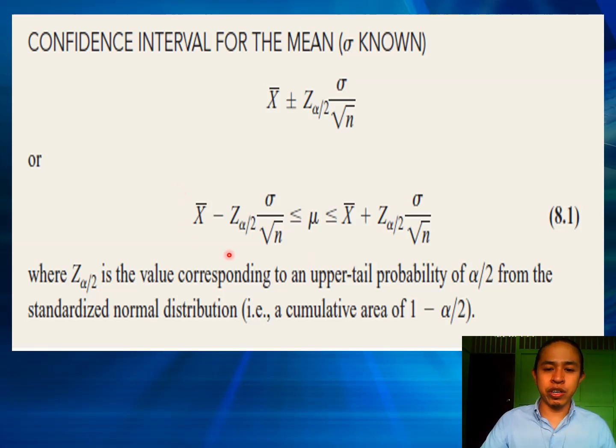So basically, we are solving for this one, the lower value of the interval, and this one is the upper value of the interval. Same as what we did earlier. Where z alpha divided by 2 is the value corresponding to an upper tail probability of alpha divided by 2 from the standardized normal distribution. Okay.